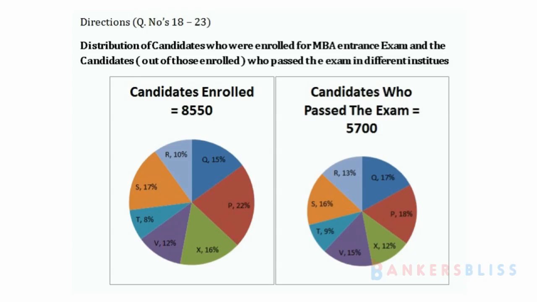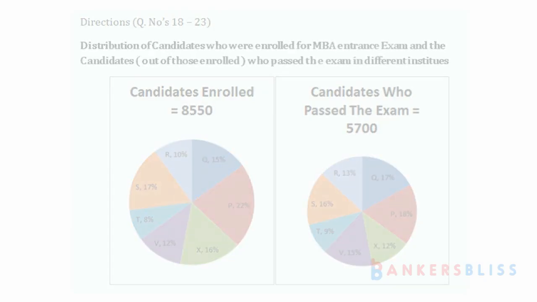22% of the people are enrolled under P institute. Okay, and they have given one more chart. Candidates who have passed the exam, which are 5700. Among that 5700, 17% belongs to Q. Next, 18% belongs to P, 15% belongs to V. So they have given the two charts.